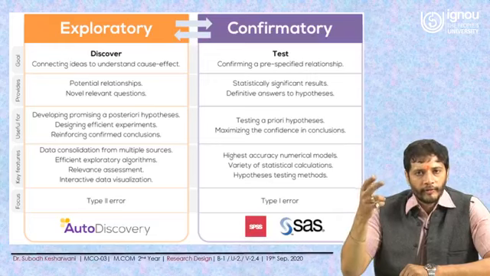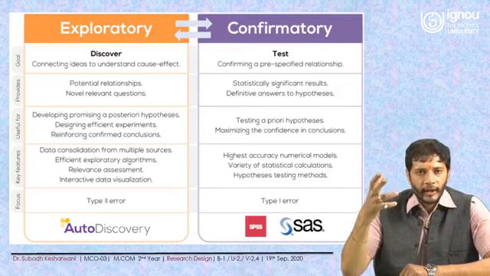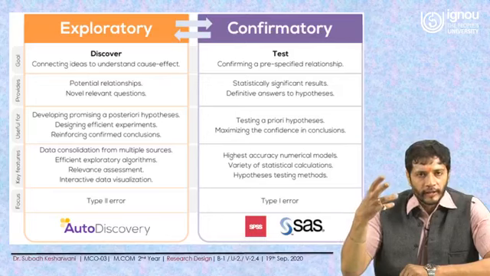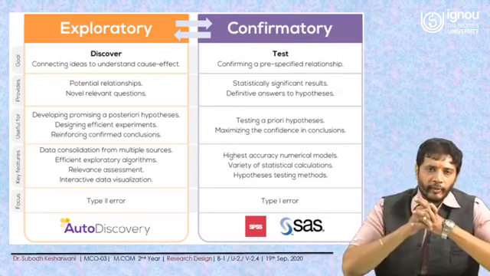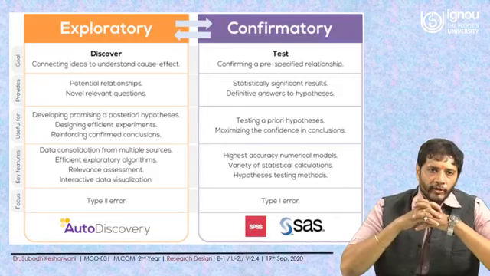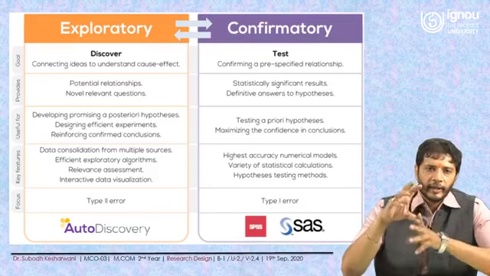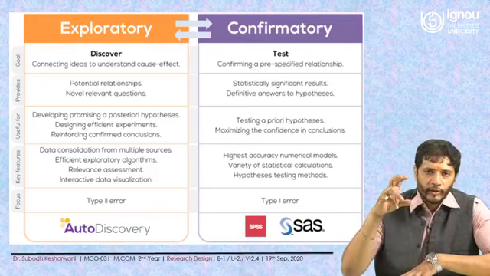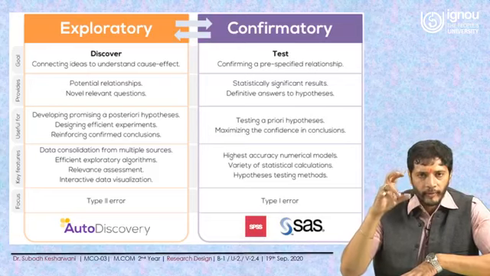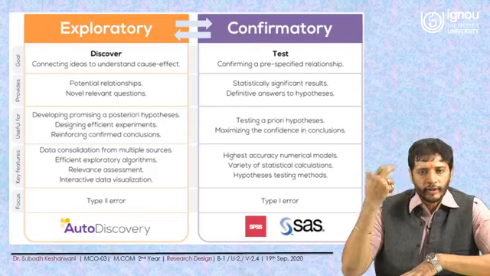And how will the confidence come? The confidence will come when you get the concrete results in your hand. With the help of an exploratory study, we explore the things, and then with the help of confirmatory tests, we try to narrow it down and come to the conclusion. Data consolidation from multiple sources, efficient exploratory algorithms are going to be used, and interactive data visualization is there. The highest accuracy comes with confirmatory, with a variety of statistical calculations and certain hypothesis testing methods.